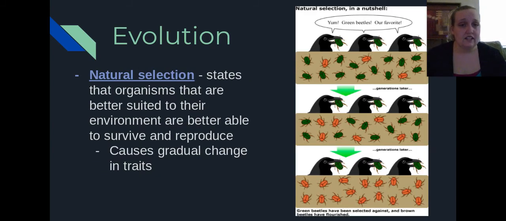Okay, what is natural selection? Natural selection states that organisms that are better suited to their environment are better able to survive and reproduce. Natural selection is a process that's going to cause gradual change in traits. If you look at the picture here, we have some birds that are eating beetles, and they seem to be favoring the green beetles. So they eat the green beetles. The orange beetles are able to produce more offspring, and over time, eventually the green beetles die out, and you have all orange ones.